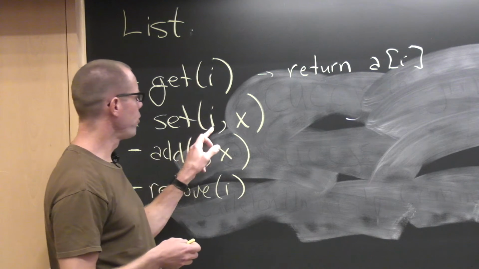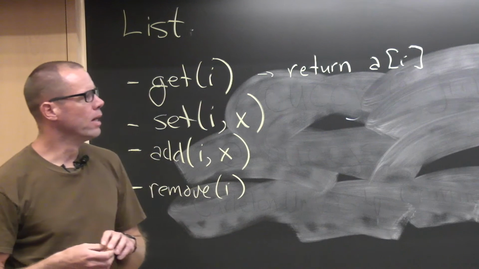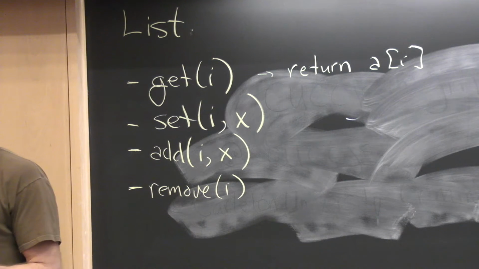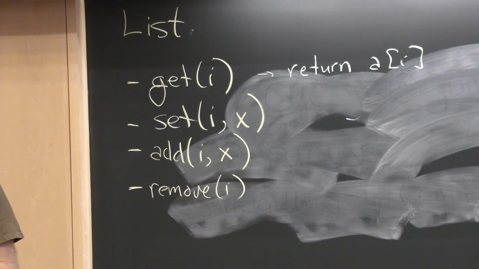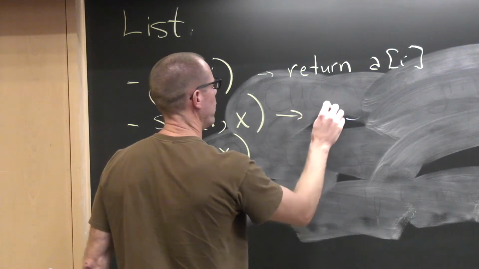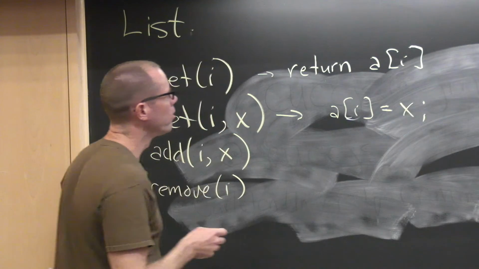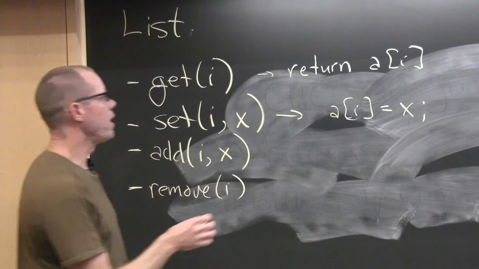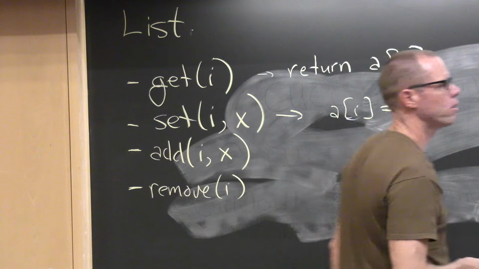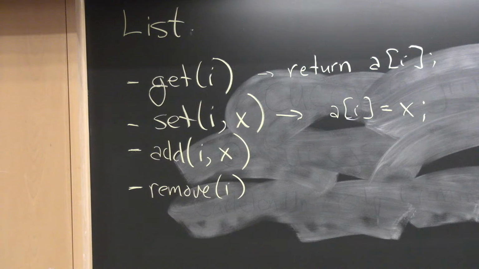How about if we want to set the ith value in the list equal to x? What do we do then? Yeah. A at I is equal to x. It's another one-liner. So there's basically the code for those two things. We can check to see if it's actually any more complicated than that.